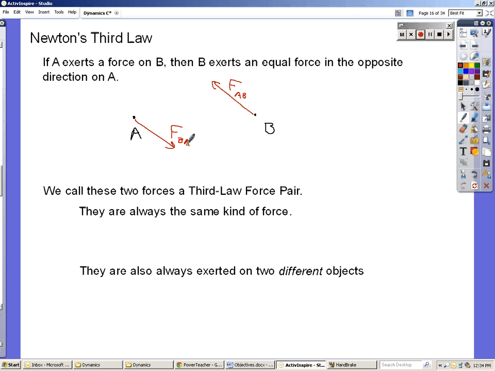And when you have two forces that form a third law force pair, they're always the same kind of force, meaning they're both gravity, or they're both tension, or they're both normal forces, and so on. And they're always exerted on two different objects. If you have two forces that act on the same object, they cannot possibly be a force pair because they come from two different interactions.